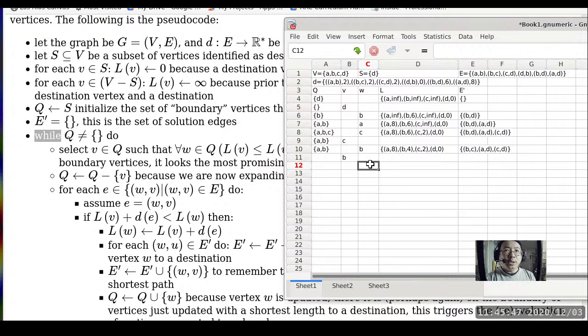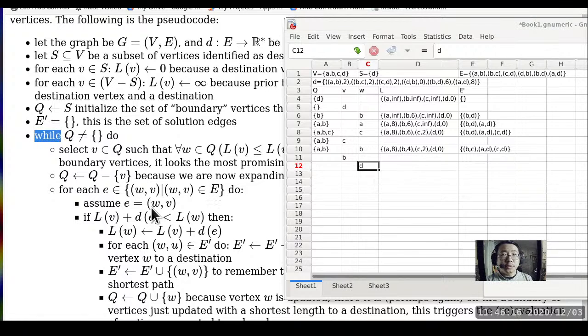And I believe B has 2 incoming edges. One is coming from D, and the other one is coming from A. So we got AB as an incoming edge to B, and then we also have DB as an incoming edge of B. Let's look at DB first. In other words, have we just found a shorter path from D to a destination? Well, let's go through the calculations.